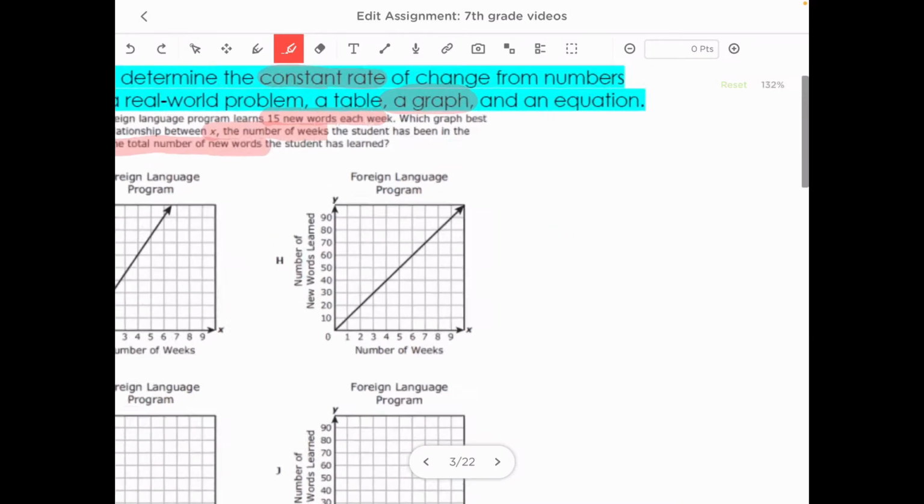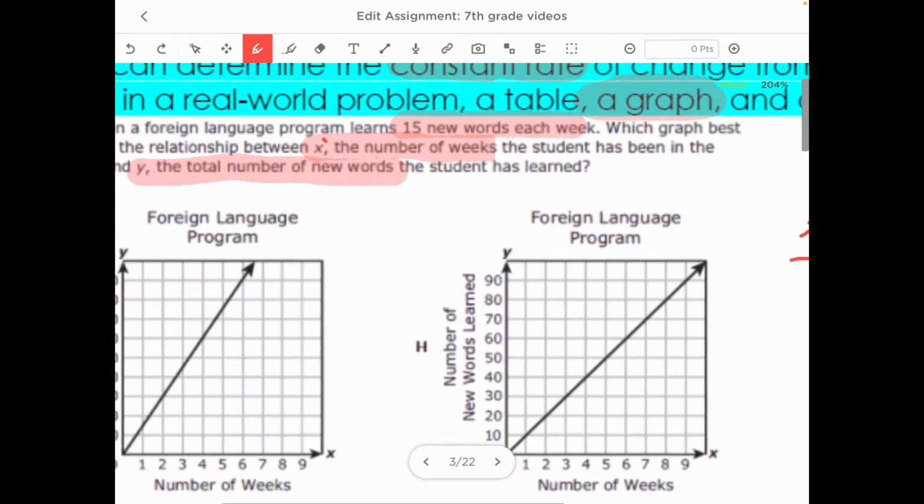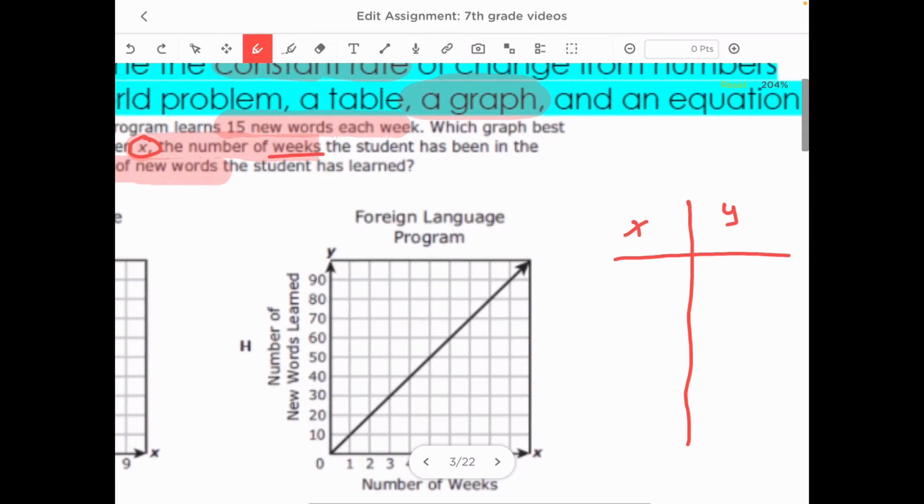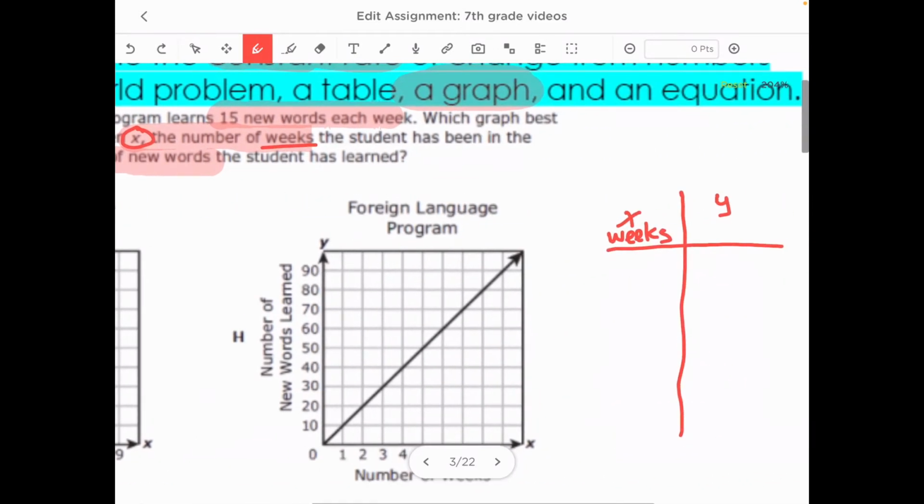So for this particular problem here, what I'm going to do is create a table. So I'm going to create an X and a Y table. Now over here it tells me that X is the number of weeks, so over here I'm going to put weeks. And it tells me that Y is the total number of new words, so over here I'm going to put words.